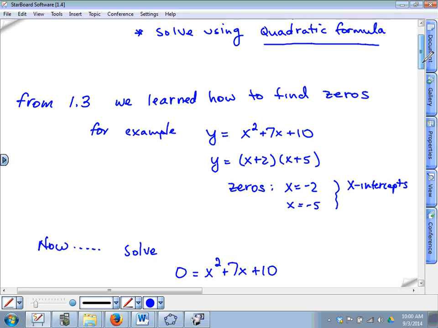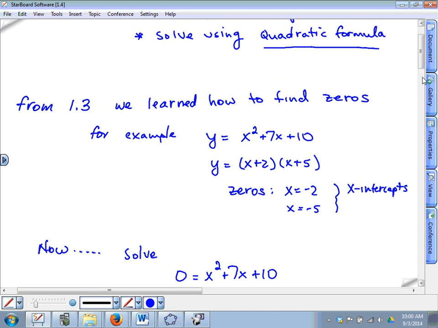Well, let's just apply that to a slightly different situation. Instead of having y equals, let's call it 0 equals. Write that down. 0 equals x squared plus 7x plus 10. These are the type of equations you're going to be solving. Instead of having y equals that we're going to graph, it's going to be 0 equals, and then you're going to have some kind of a polynomial. They're not all going to be quadratic like this one. They could be cubic or quartic.